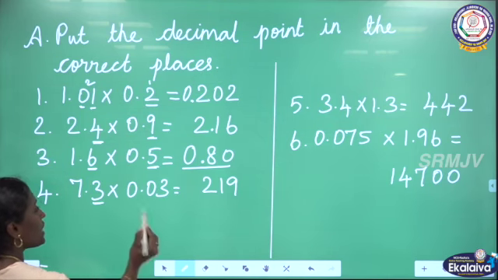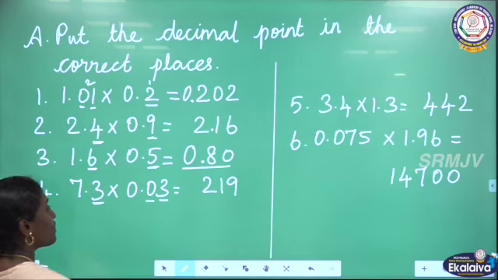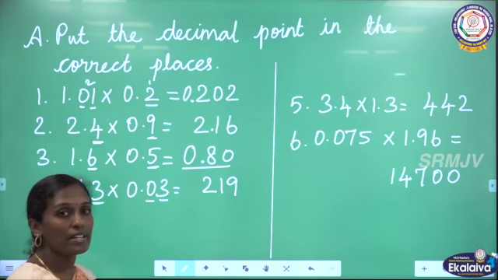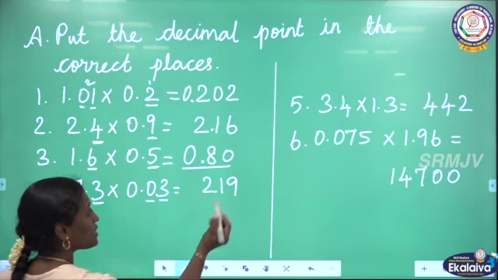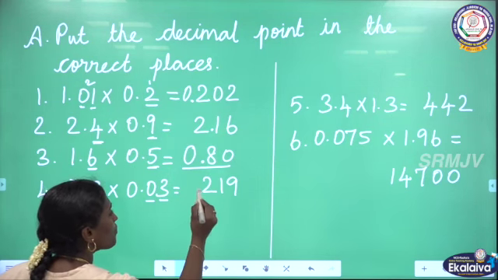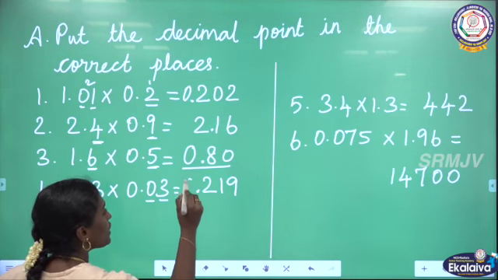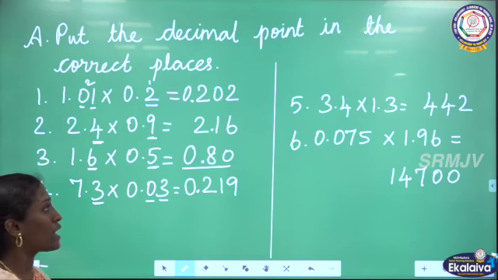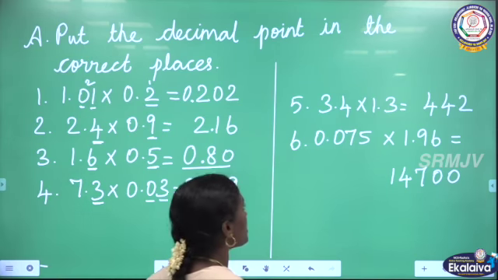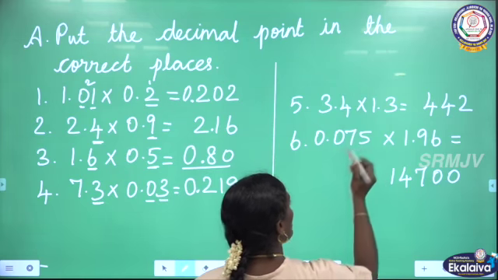See the next one 7.3 into 0.03. Here 1 decimal place, here 2 decimal places. Totally 3 decimal places are there. So in answer we need 3 decimal places. So from the last before 3 digits we have to keep the decimal point. So the answer is 0.219.